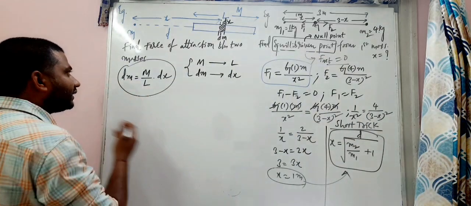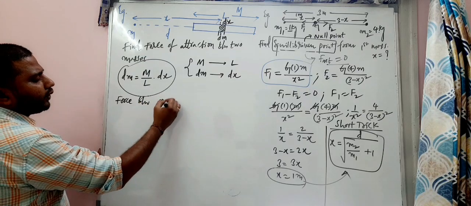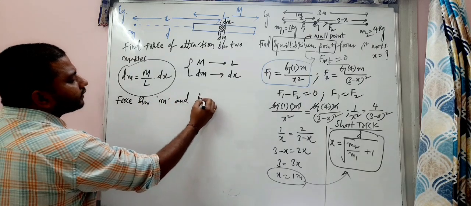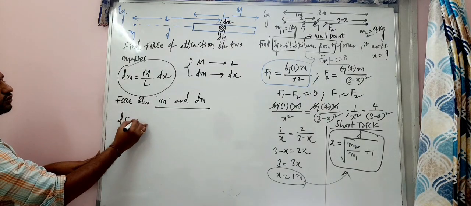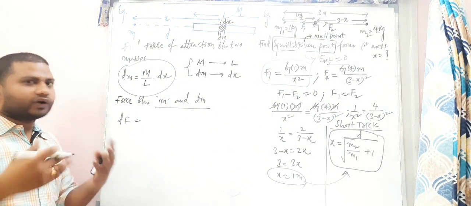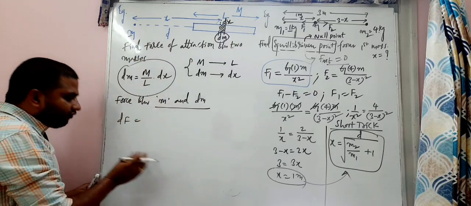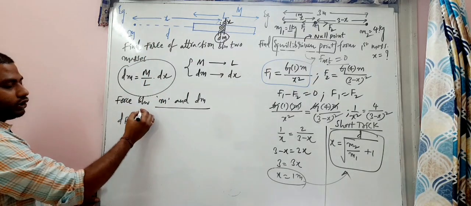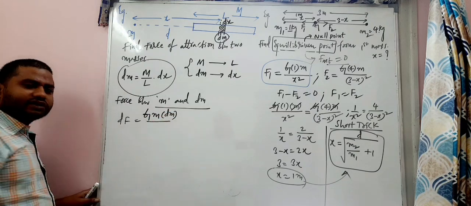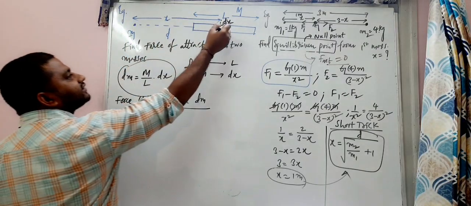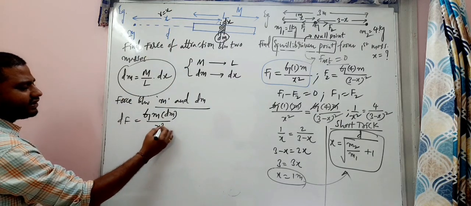Next, let's find the force between point mass m and dm. Between two masses the force is F, but between a small mass dm and this m, the force is df. And this df is equal to G into m into dm divided by r square. What is r between this mass and this dm element? It is x. So x is the r here, and it is x square.